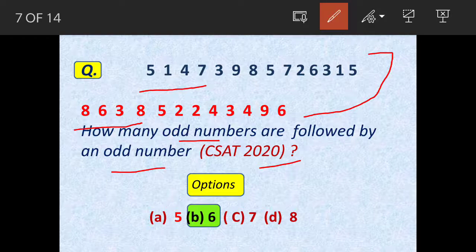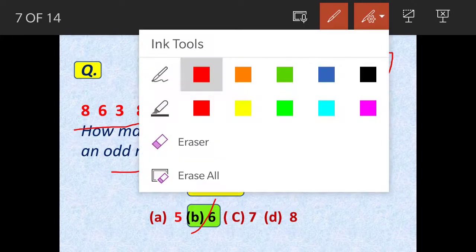Here a term is not missing, but they are asking how many odd numbers. So in total, 6 odd numbers are there which are followed by odd numbers. We'll see how. I'll remove the markings.